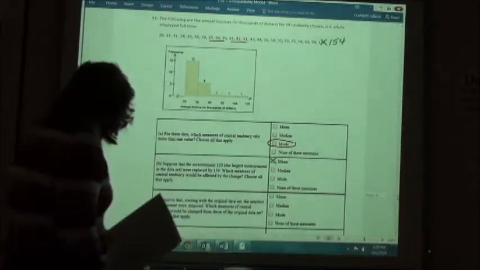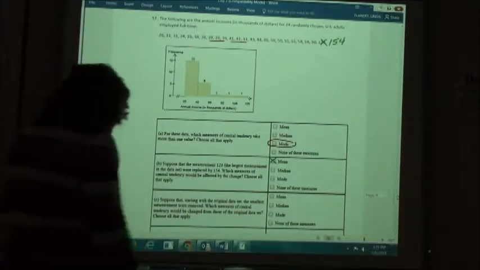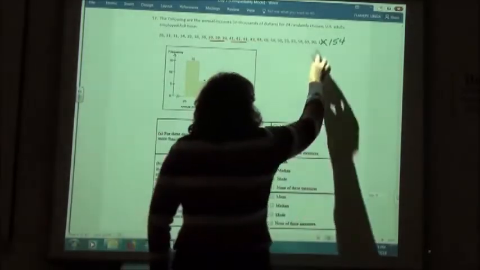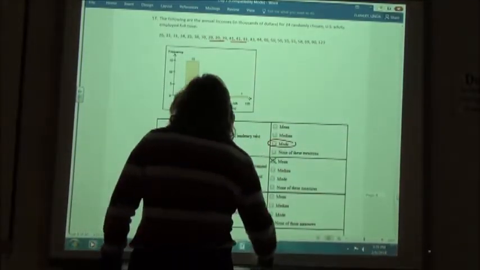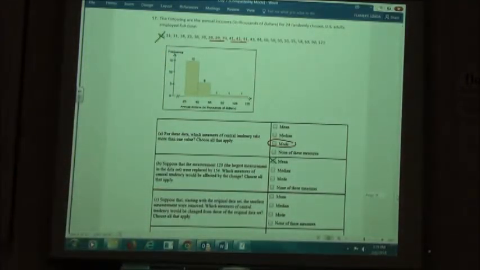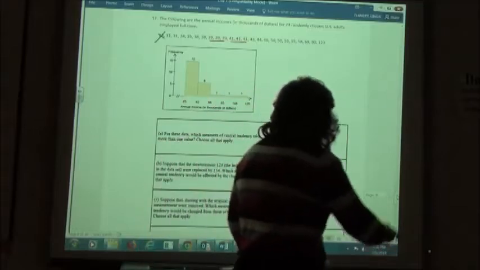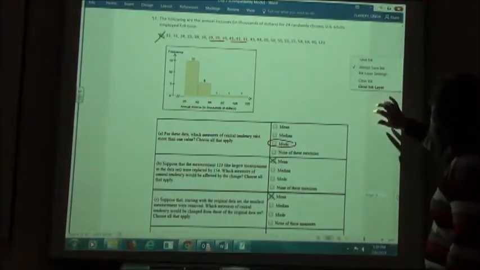not. Part C, suppose that starting with the original data set, the smallest measurement was removed. So this time we're going to leave the 123, but we're going to get rid of the 26. What did that change? The mean again. Change the mean. The median and the mode should be the same.